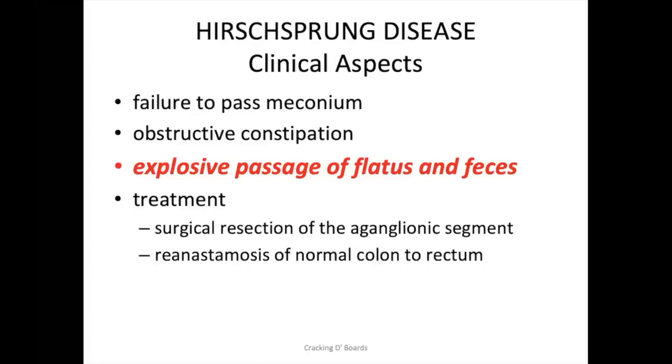Treatment, this is what your pathology book mentions: surgical resection of the aganglionic segment and reanastomosis. But you have to pay attention to what our surgery books say, which is colostomy followed by your pull-through procedure, okay?